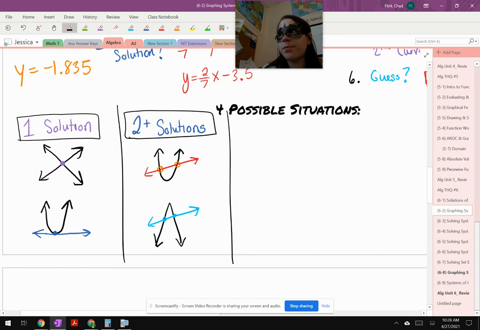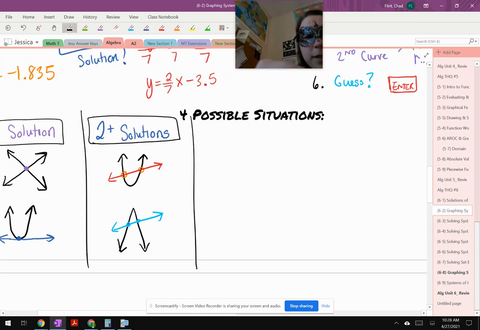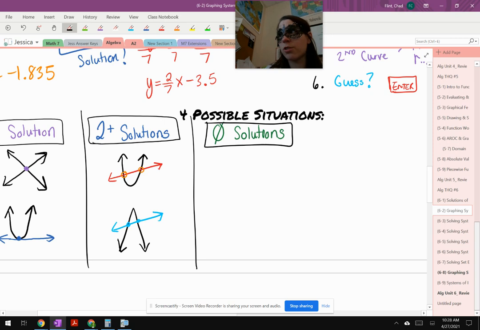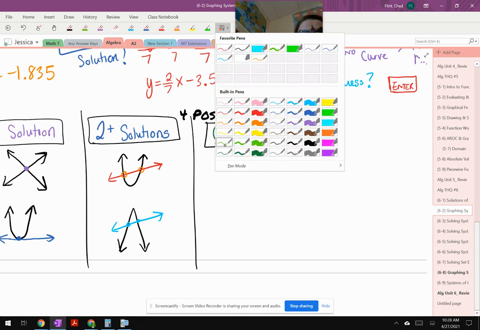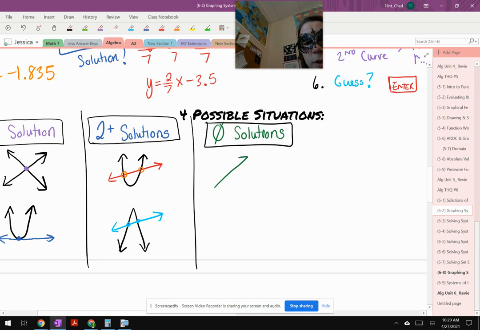All right. You also could have the possibility of having 0 solutions. Let's go green. 0 solutions. If a solution is that point of intersection, it is possible to not have a point of intersection. No solutions, no intersection points. So that would look something like when you have parallel lines, right? Parallel lines have no solution.